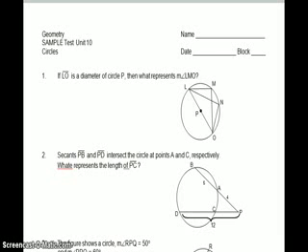This is your geometry sample test, Unit 10, Circles. Number 1. If LO is the diameter of circle P, then what represents the measure of angle LMO?